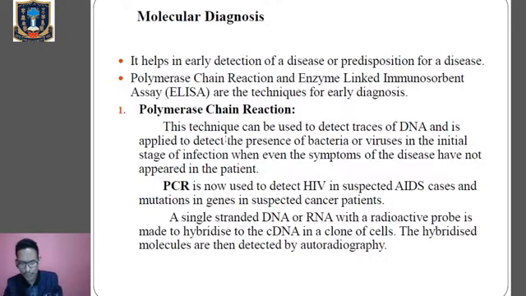Now next we'll talk about molecular diagnosis. Molecular diagnosis will help in the early detection of a disease or the predisposition to a disease. Here we will take the help of polymerase chain reaction and enzyme-linked immunosorbent assay, ELISA, which are techniques for the early diagnosis of a disease. It is very important to detect a disease at an earlier stage. So first of all, we'll talk about PCR.